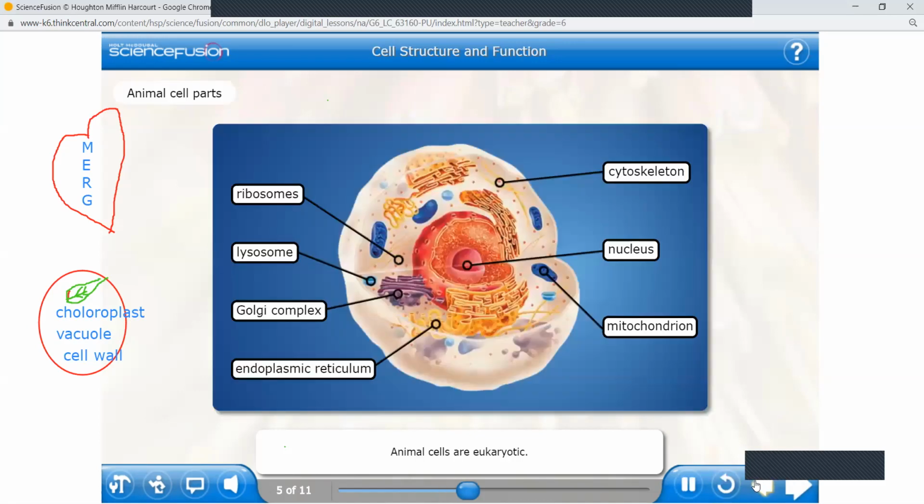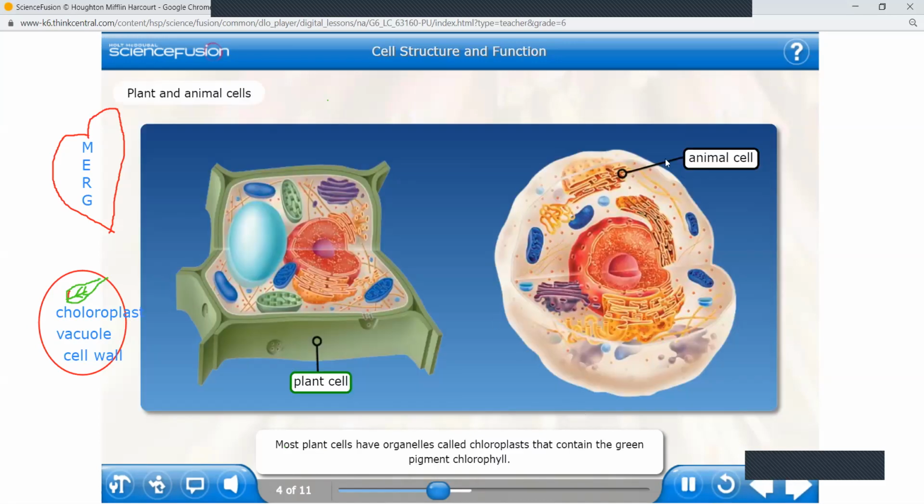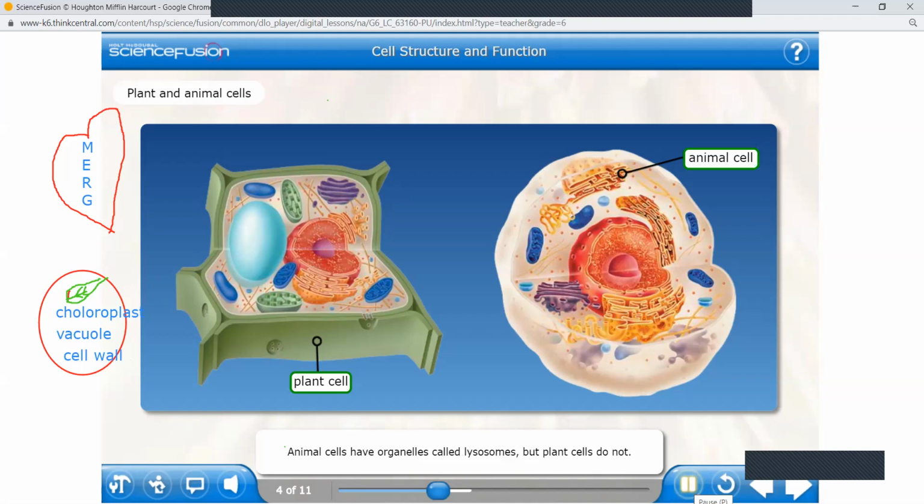Animal cells are eukaryotic. Animal cells have a cell membrane, but no cell wall or chloroplasts. They have vacuoles, but they are usually much smaller than the large central vacuole in plant cells. They do not have chloroplast. They do not have cell wall. They do not have big vacuole. Animal cells have organelles called lysosomes, but plant cells do not.